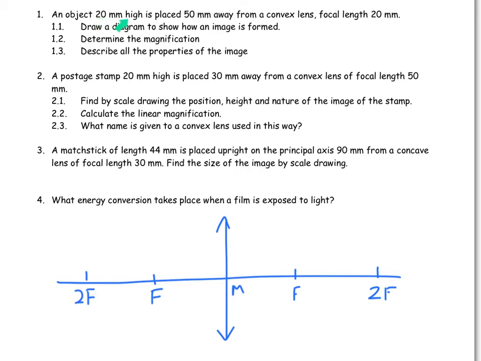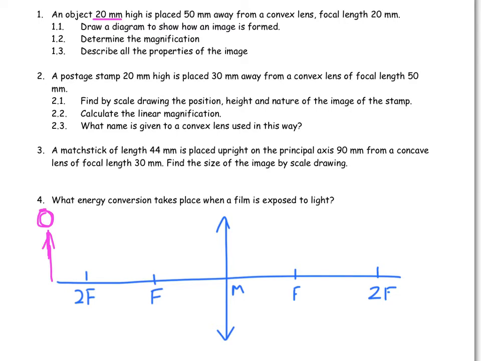An object 20 millimeters high is placed 50 millimeters away from a convex lens, focal length 20 millimeters. So you measure 2 centimeters, and you then measure 5 centimeters, which will be out around about here. You draw this object and you label it. Sorry, these aren't very accurate on here, but anyway, that object, you label it O, and it is 20 millimeters high, so it's 2 centimeters high.